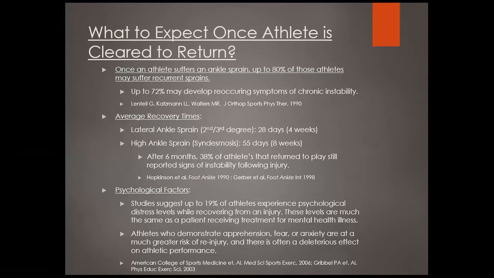Studies published in 1990 by Dr. Hopkins et al., and then verified by Dr. Gerber et al. in 1998: the average recovery time for a lateral ankle sprain, second and third degree, is 28 days, 4 weeks. The average recovery time for a high ankle sprain, non-surgical, is 55 days or 8 weeks. After 6 months, 38% of athletes that returned to play still reported signs of instability following injury. So that just goes to show that the high ankle sprain is a very, very difficult injury to treat non-operatively.